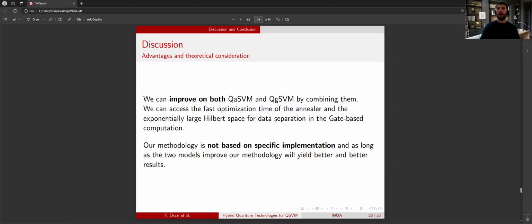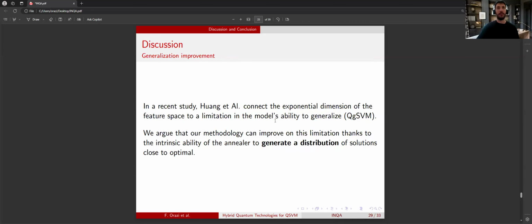We showed that the utilization of both technologies at the same time improves on both of them. And I want to highlight that this implementation is not tied to the methodology. The methodology does not specify any implementation. So as long as the single models, QA SVM and QG SVM, improve, our methodology will yield better results. And even if they do not improve, our methodology gets some advantages in utilizing both architectures.